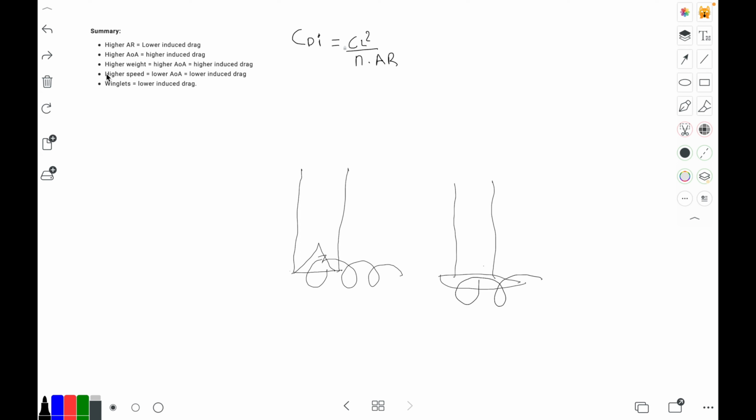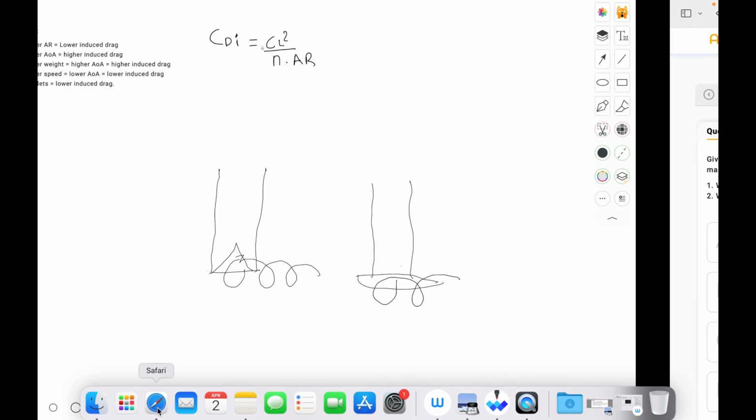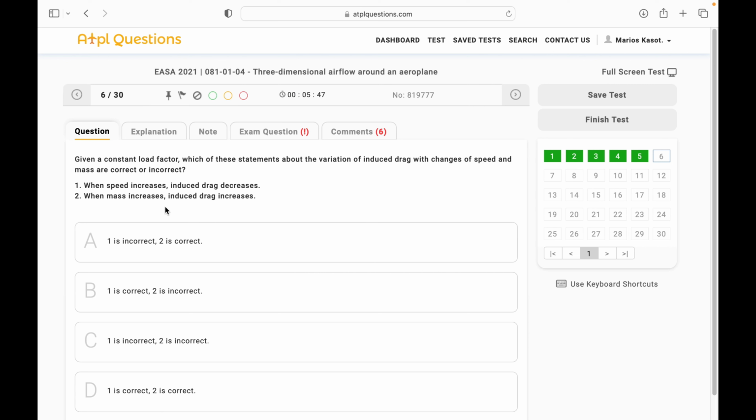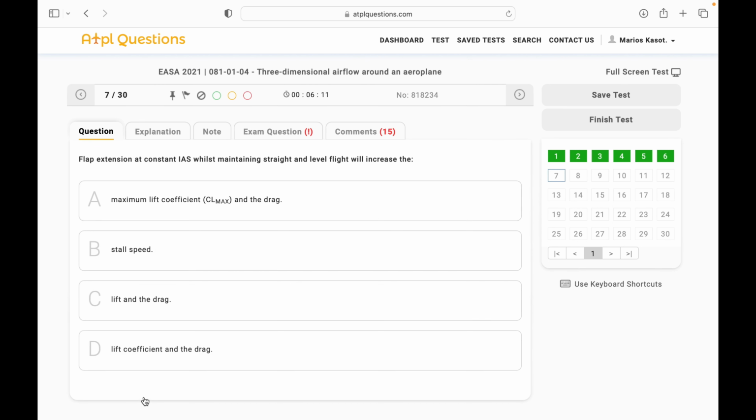We see here on the summary. Lower angle of attack, lower induced drag. When mass increases, induced drag increases, because we need more lift, and more lift creates more drag. So when speed increases, induced drag decreases, correct. And when mass increases, induced drag increases, correct. Both of them are correct, so the correct answer is D.